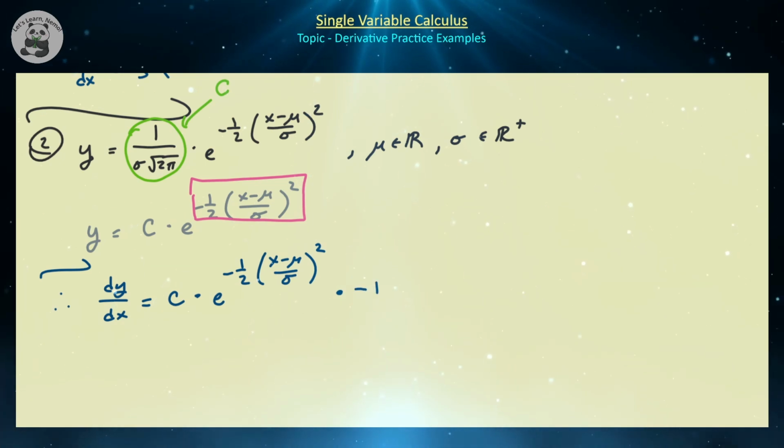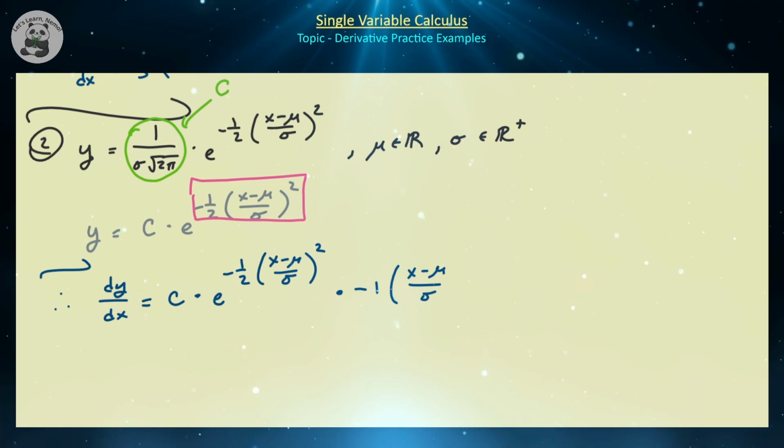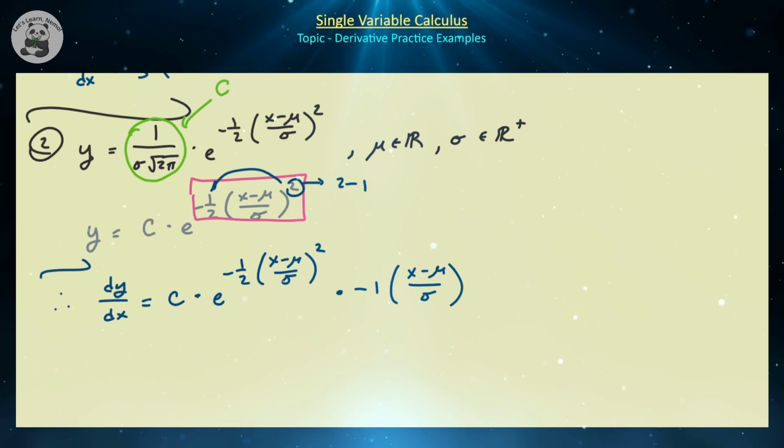So we're going to have minus 1 times x minus mu over sigma, the quantity 2 minus 1, which is 1, but I'm not going to write that, but that's going to go to 2 minus 1 once we bring that 2 down, so we're just doing a power rule. And now we're going to multiply by the derivative of that interior function. So what's the derivative of x minus mu over sigma?